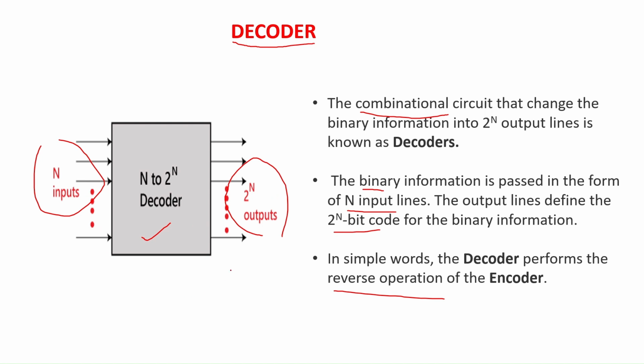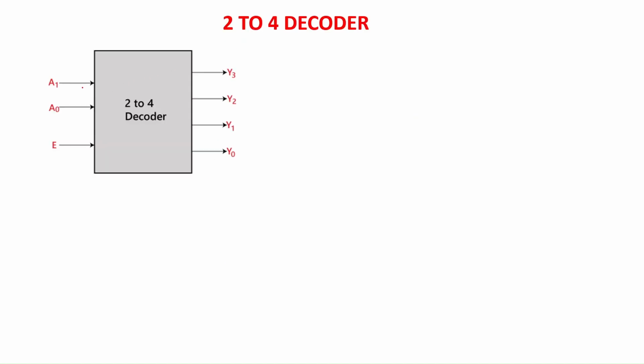The first decoder is the 2 to 4 decoder, with 2 inputs A1, A0 and 4 outputs Y0, Y1, Y2 and Y3. A1, A0 are the 2 inputs and this is the enable input. The enable input specifies whether the 2 to 4 decoder is in on state or off state. The decoder will operate only when the enable input is 1. If the enable input is 0, the decoder is in off state.